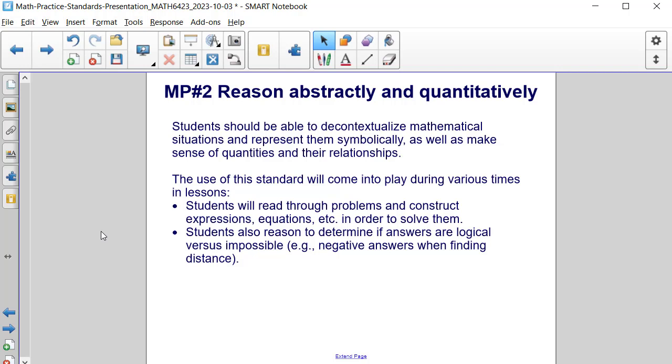For example, when you get a negative answer, but then you're finding distance, those negative answers could be called extraneous or extra answers that don't make sense. So when they're figuring out which answers don't make sense or are impossible, they're using that quantitative and abstract reasoning.